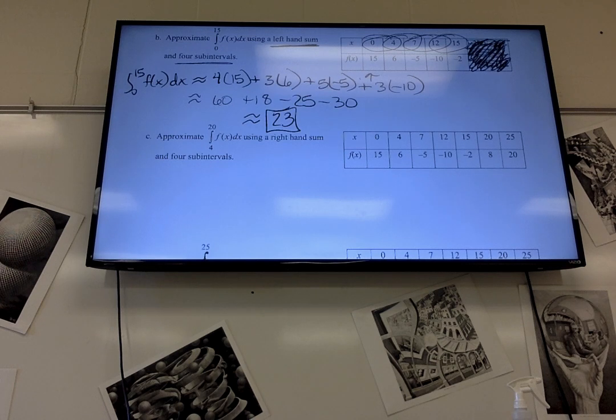Okay, let me look at the problem before I go on. Next one says I'm going from 4 to 20. So I don't have to worry about this one, and I don't have to worry about this last one. So the integral from 4 to 20 using a right-hand Riemann sum, and it has 4 subintervals. So that means 4 rectangles. So 1, 2, 3, 4.